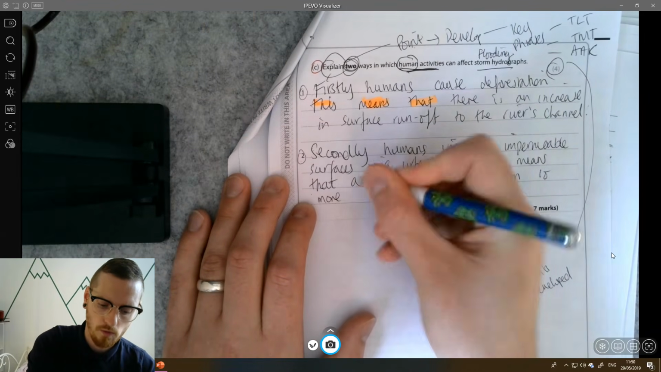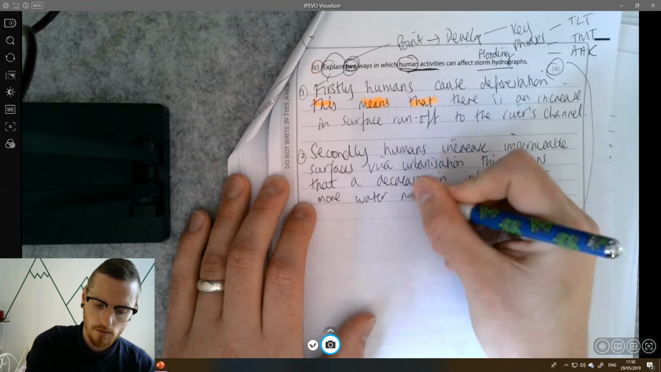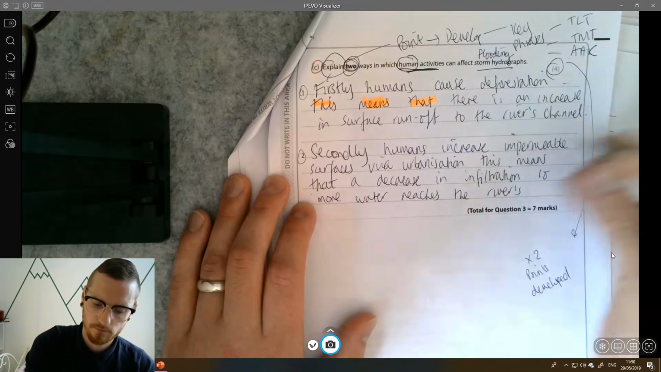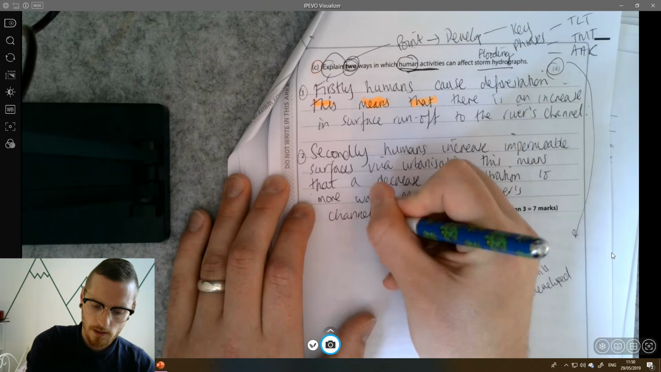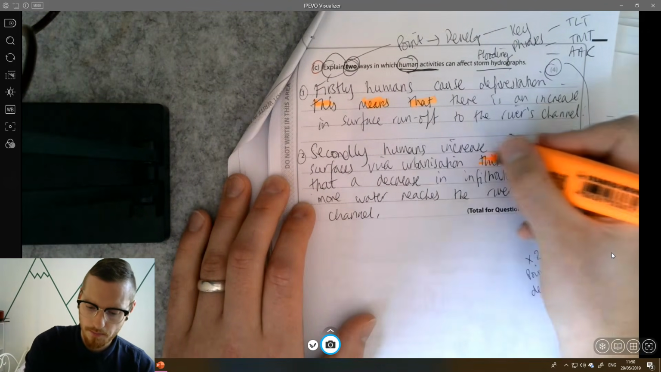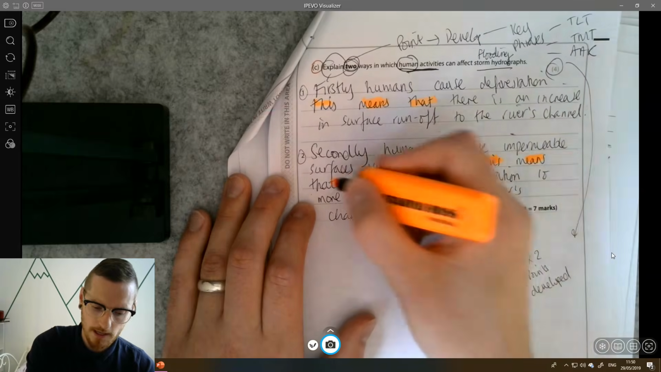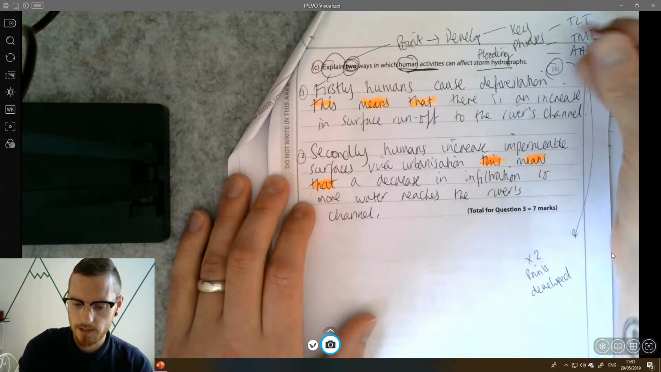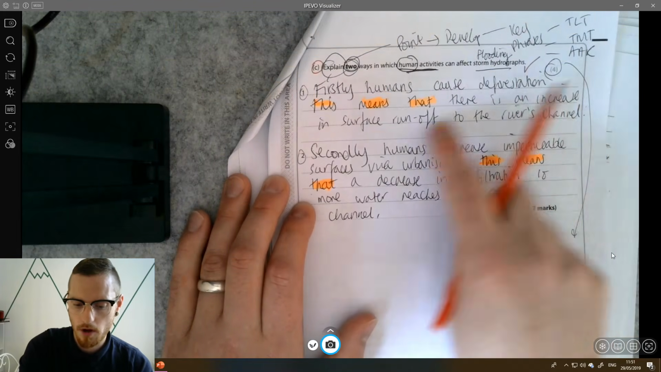So more water reaches the river's channel. Again, I've developed my point here. So my initial point here, first, humans cause deforestation. That would get a mark.